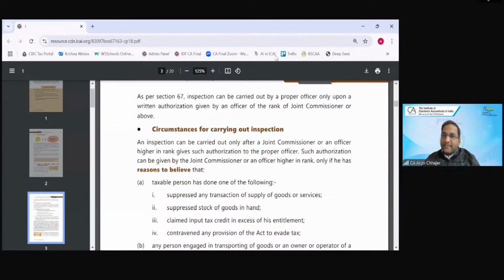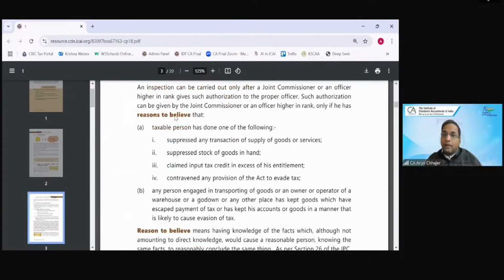Circumstances for carrying out the inspection. As per 67, the inspection can be carried out by the proper officer only upon written authorization given by an officer of the rank of joint commissioner or above. Inspection can be carried out only after the joint commissioner or an officer in a higher rank gives such authorization to the proper officer. Such authorization can be given only if there is reason to believe that the taxable person has done any of the following: suppressed any transaction of goods or services, suppressed the stock of goods in hand, claimed ITC in excess of his entitlement, or contravened any provision of the Act to evade tax.